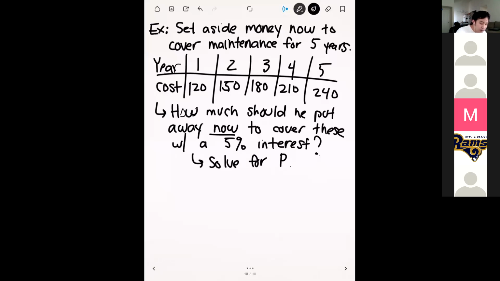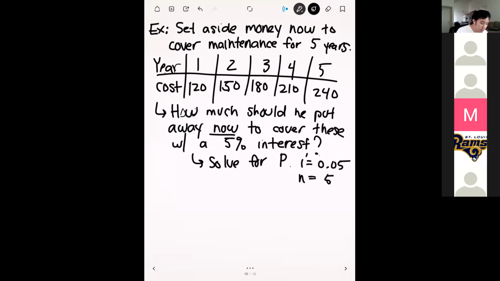Let's state the interest rate. So the interest rate is 5%. And so in our formulas, we're going to plug in 0.05. And then our N, because we want to cover these expenses for 5 years, our N is going to be 5.